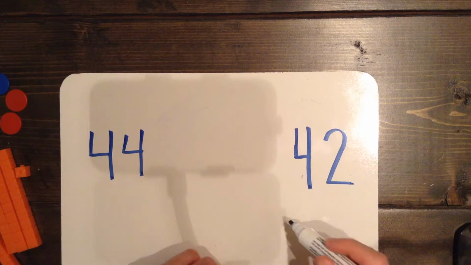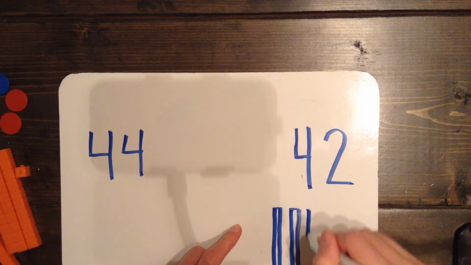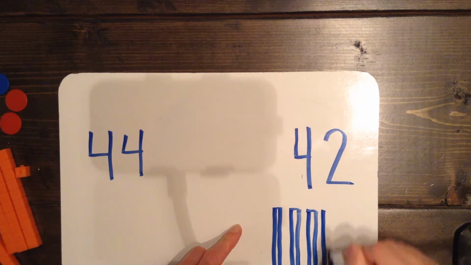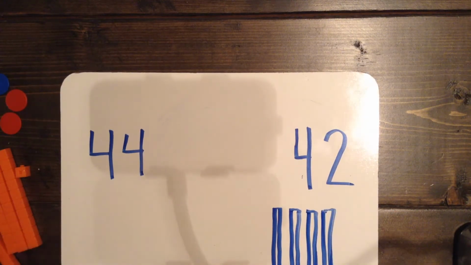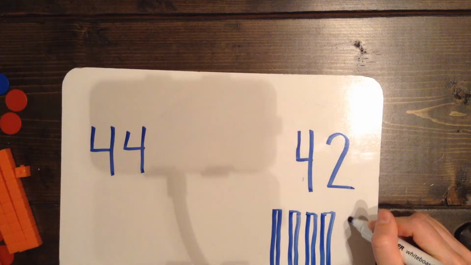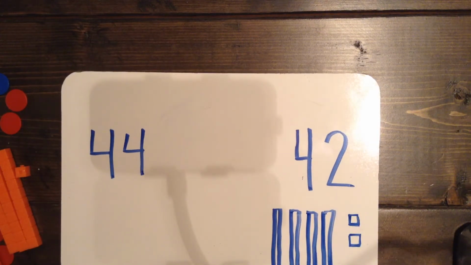To build 42, I know I need 10, 20, 30, 40. Imagine 4 of the long base 10 blocks. This time I just drew them in. And then I would need 2 of the ones blocks. You can do the same thing for the number 44.